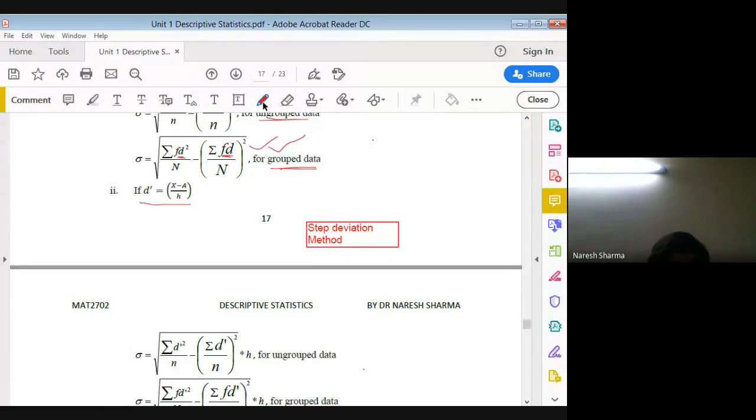So what we have done in this, we just replace d dash by this formula, x minus a, that is difference with assumed mean, divided by h also. h is your step size. So the new formula becomes just replace x.